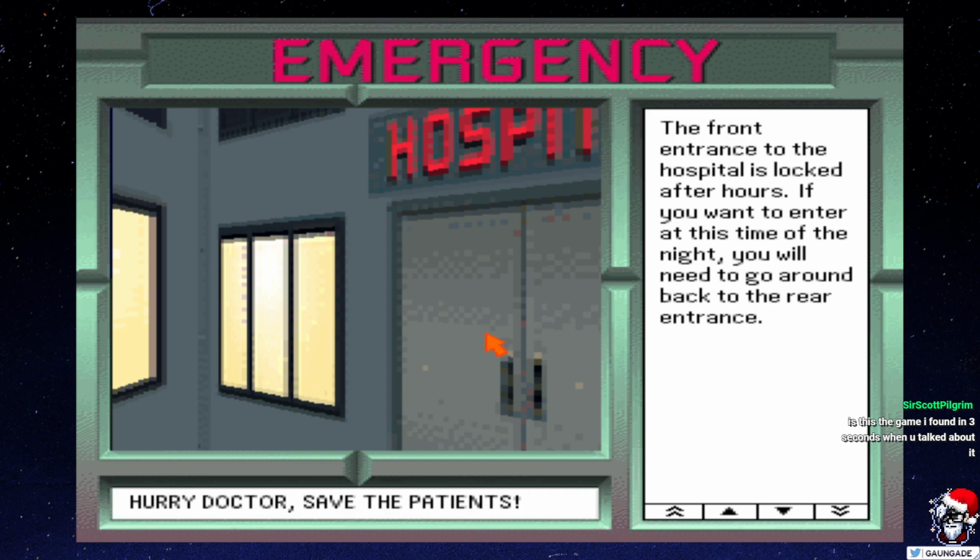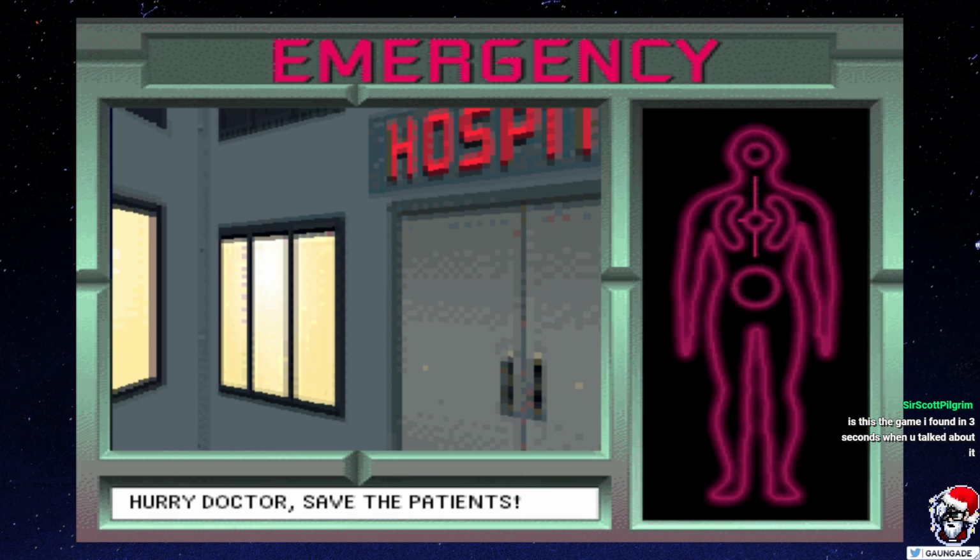The front entrance to the hospital is locked after hours. If you want to enter at this time of the night, you will need to go around back to the rear entrance.